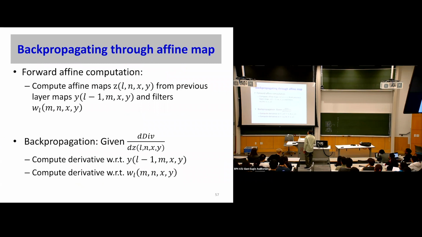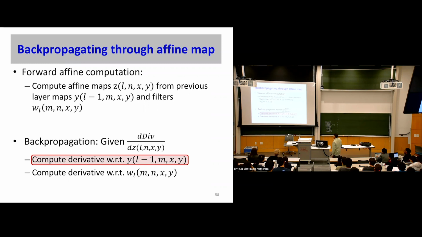So during the forward computation, we computed z_{l,n}(x,y), which is the nth map of the lth layer at each position, by applying the nth filter. See this notation over here. Again, l is the layer, m is the index of the input map, n is the index of the output map. Okay, so m monkey and n Nancy. This filter is going to be applied on the previous layer maps to compute the z's. And so now, given the derivatives with respect to all of these z values, we need to compute the derivatives with respect to all of these y values and all of the w values, right?